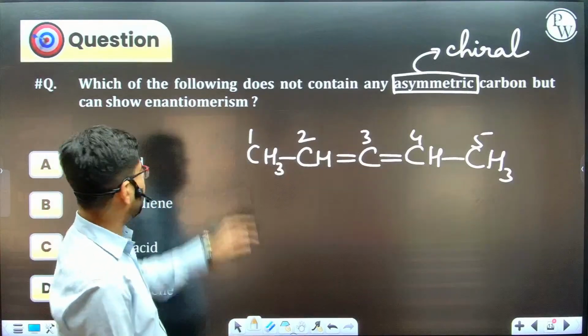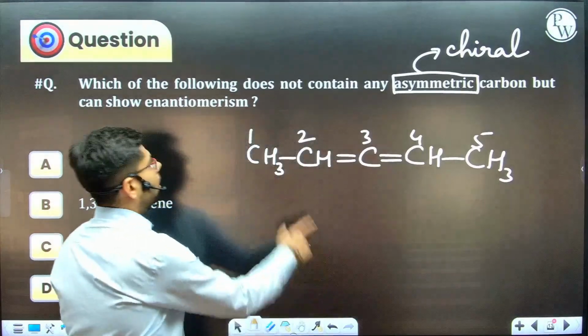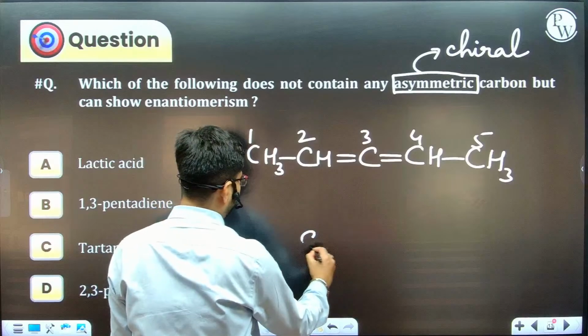That means this can show enantiomerism. Anything which is optically active can show enantiomerism. Why? How is this optically active? Because of this. Look at this now.